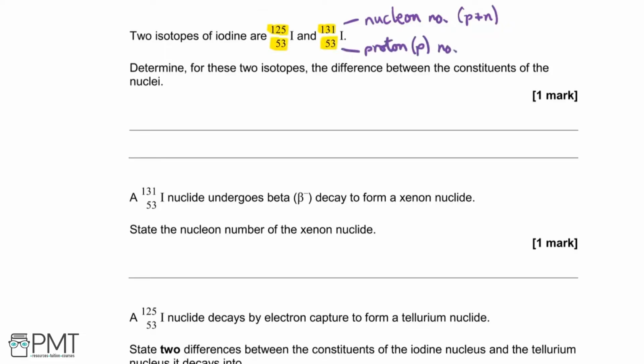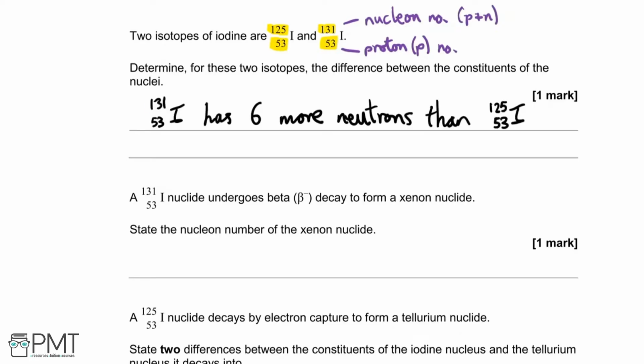Now you'll notice that to find the number of neutrons in an isotope, we subtract the bottom number from the top number. What you'll notice with this is where the nucleon number of iodine 125 is lower by 6 than iodine 131, iodine 131 will have 6 more neutrons. And to get that mark, you need to be specific by saying that there are 6 and that it's neutrons. You can't say 6 more nucleons, for example.